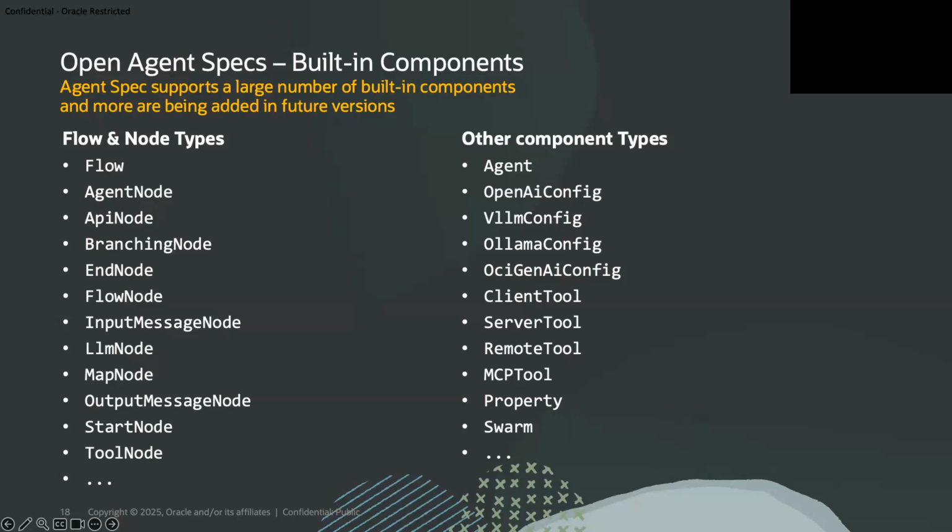Things that are not nodes of flows in Agent Spec are also the config objects, which are configurations for how to connect to the different LLM providers and the different types of tool. And then property is the object from Agent Spec where we define the types of input outputs. It's either input outputs of nodes or input outputs of the tools.